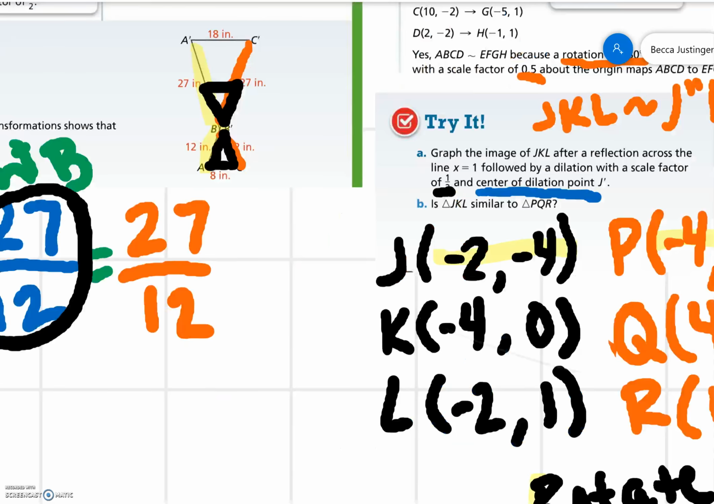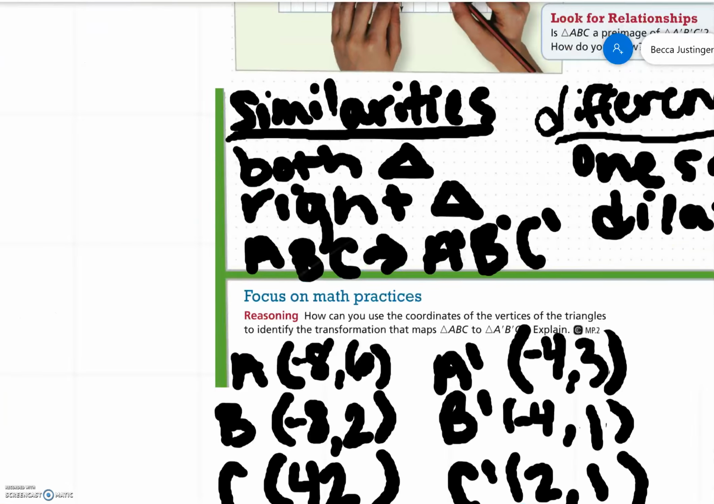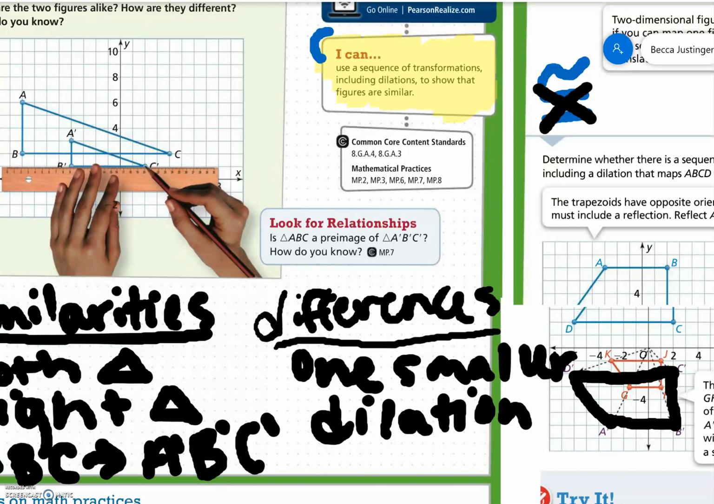Okay, 8th grade, let's say it. I can use a sequence of transformations, including dilations, to show that figures are similar.